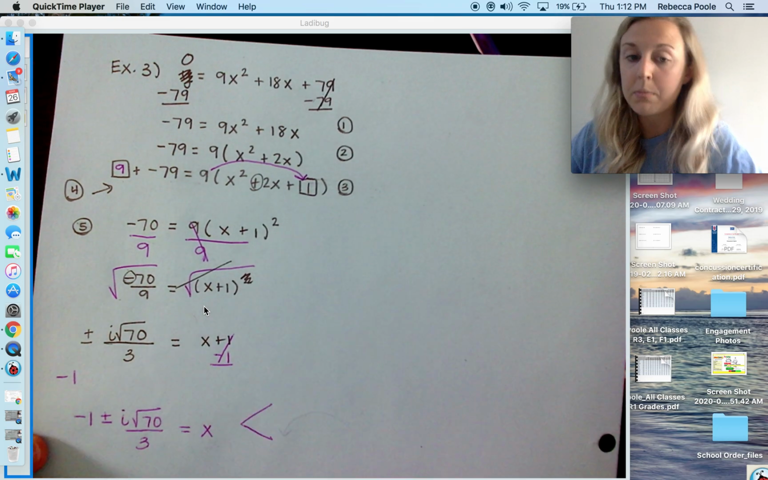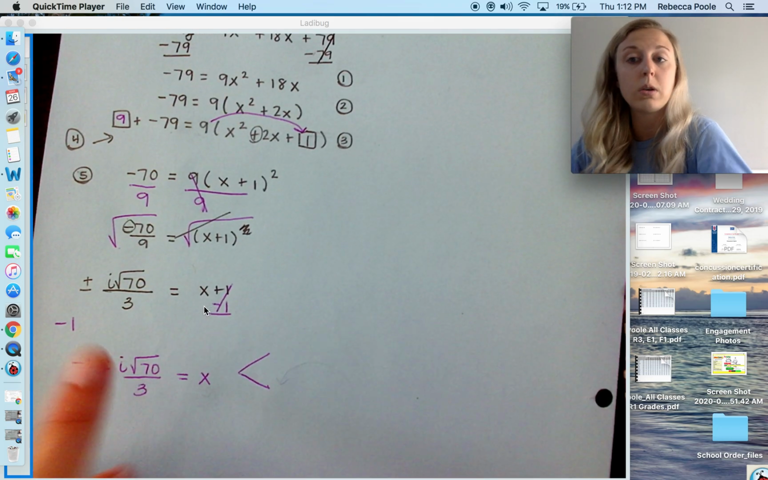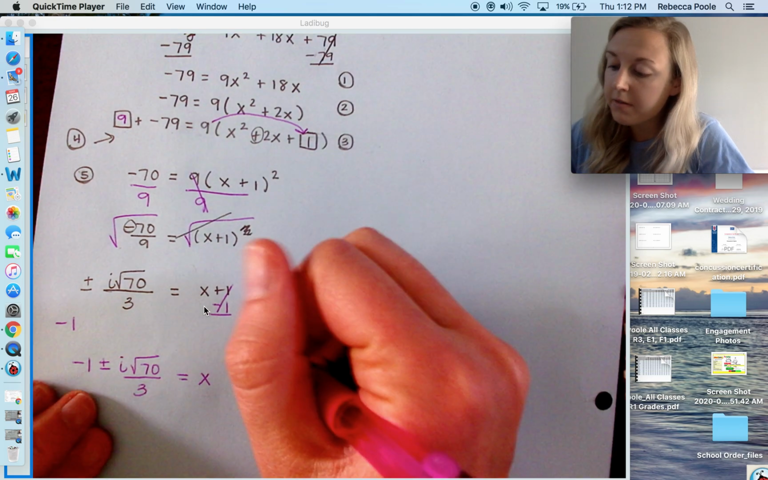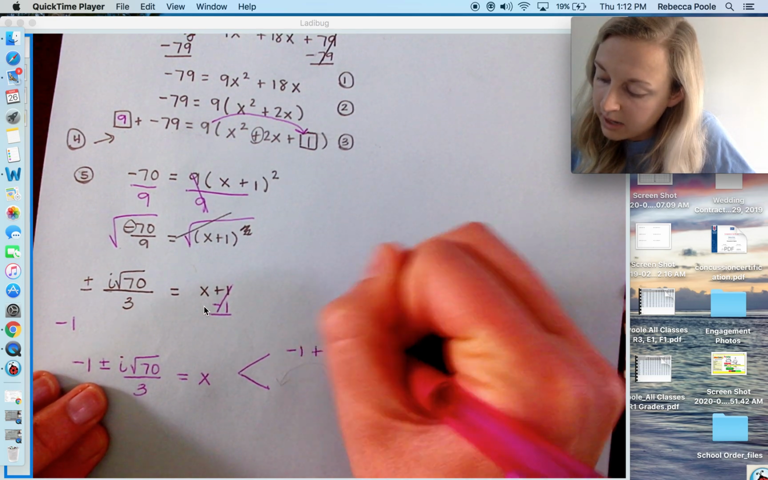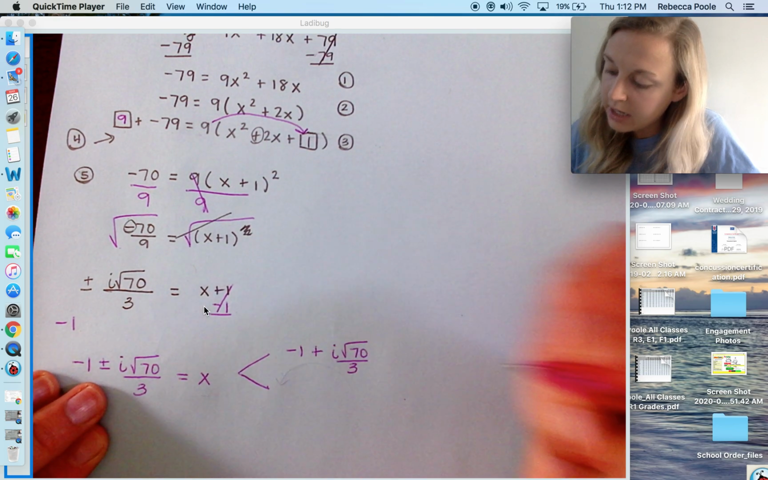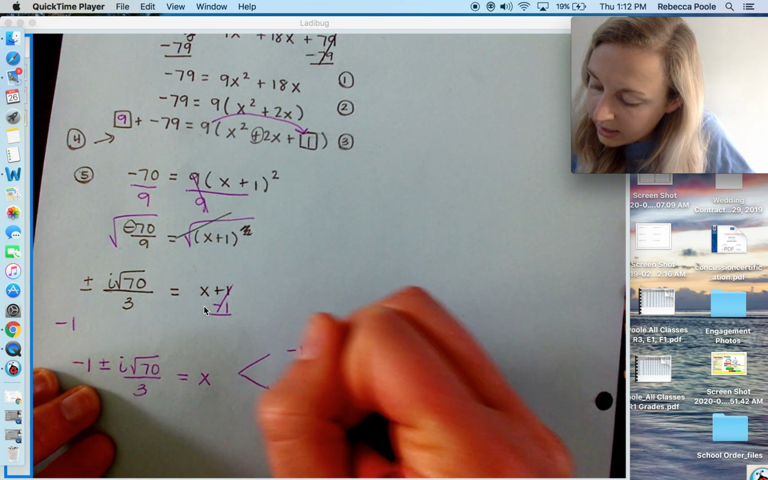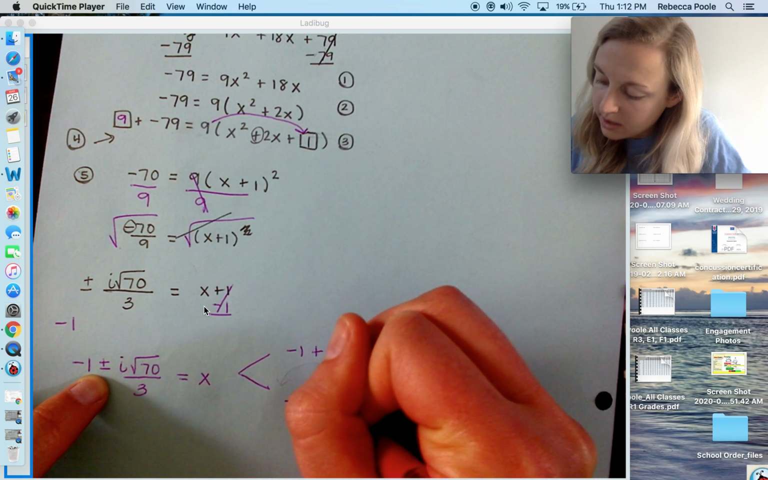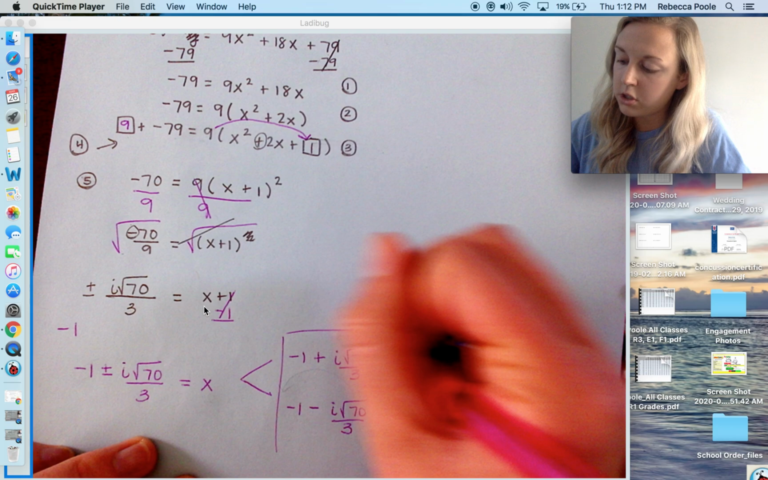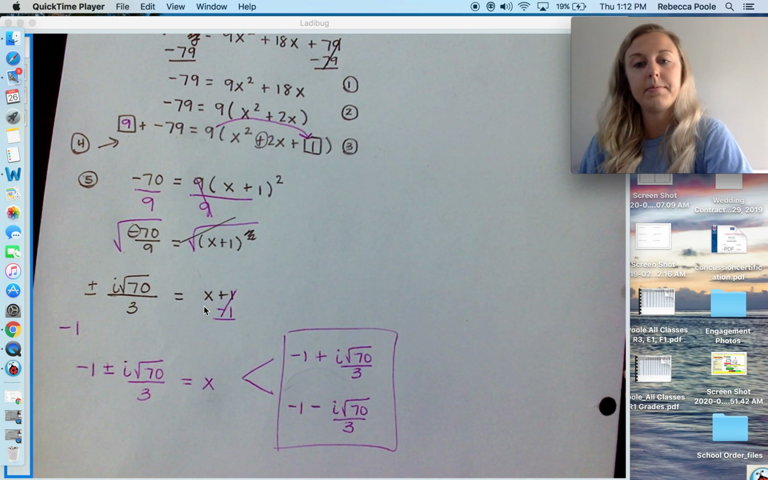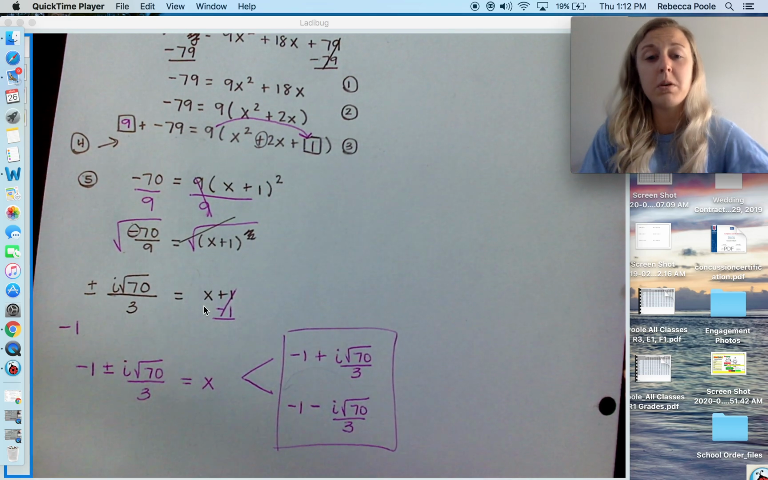And then remember, if we break that apart, because it should be two different x-intercepts, then I've got negative 1 plus imaginary square root of 70 divided by 3. And I've got negative 1 minus imaginary square root of 70 divided by 3. So these would be my two x-intercepts. Okay? Hopefully you feel better with completing the square now.